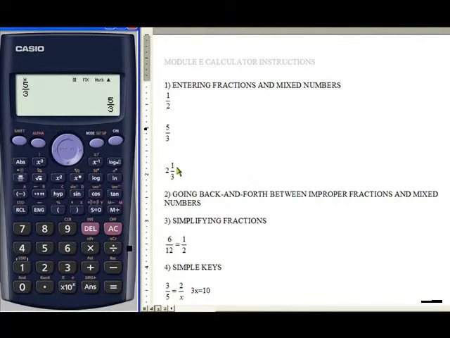Now I want to enter a mixed number. For that one, you have to push this second shift fraction button. In another calculator, it may show up as the ABC button. You have to push ABC twice. For example, if you're entering 2 and 1/3, you push 2, ABC 1, ABC 3.